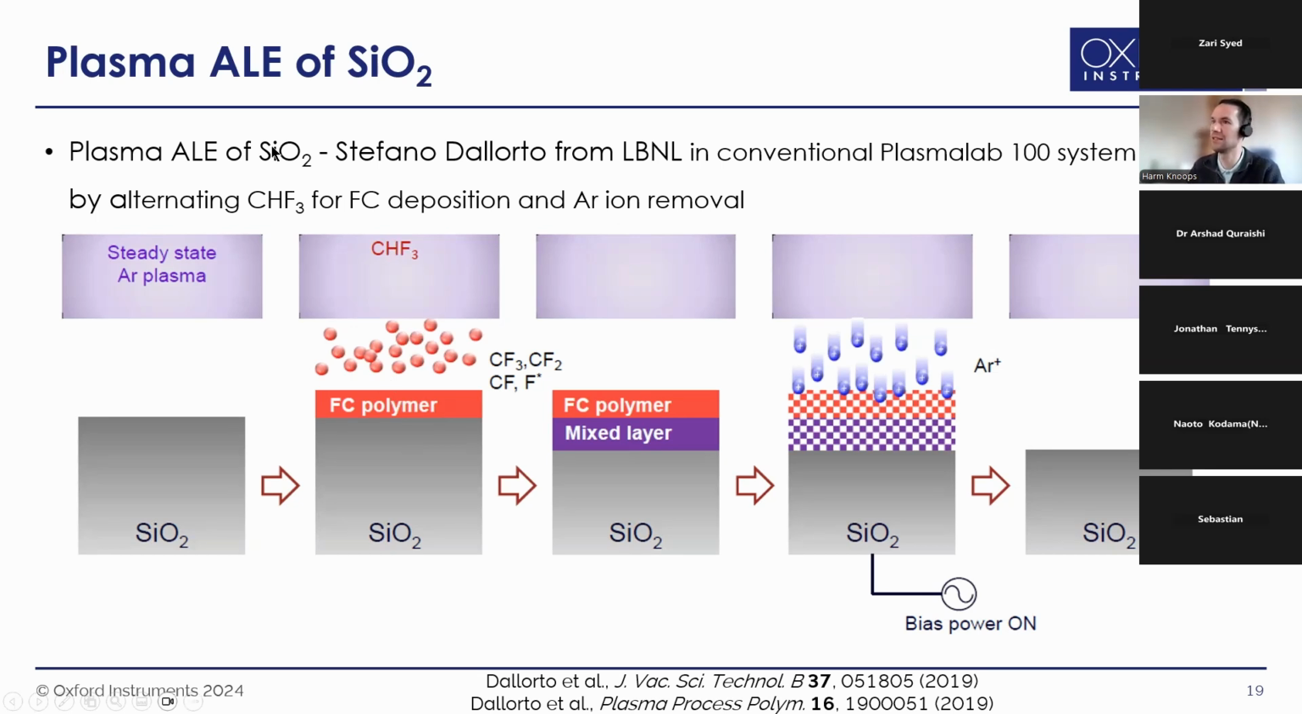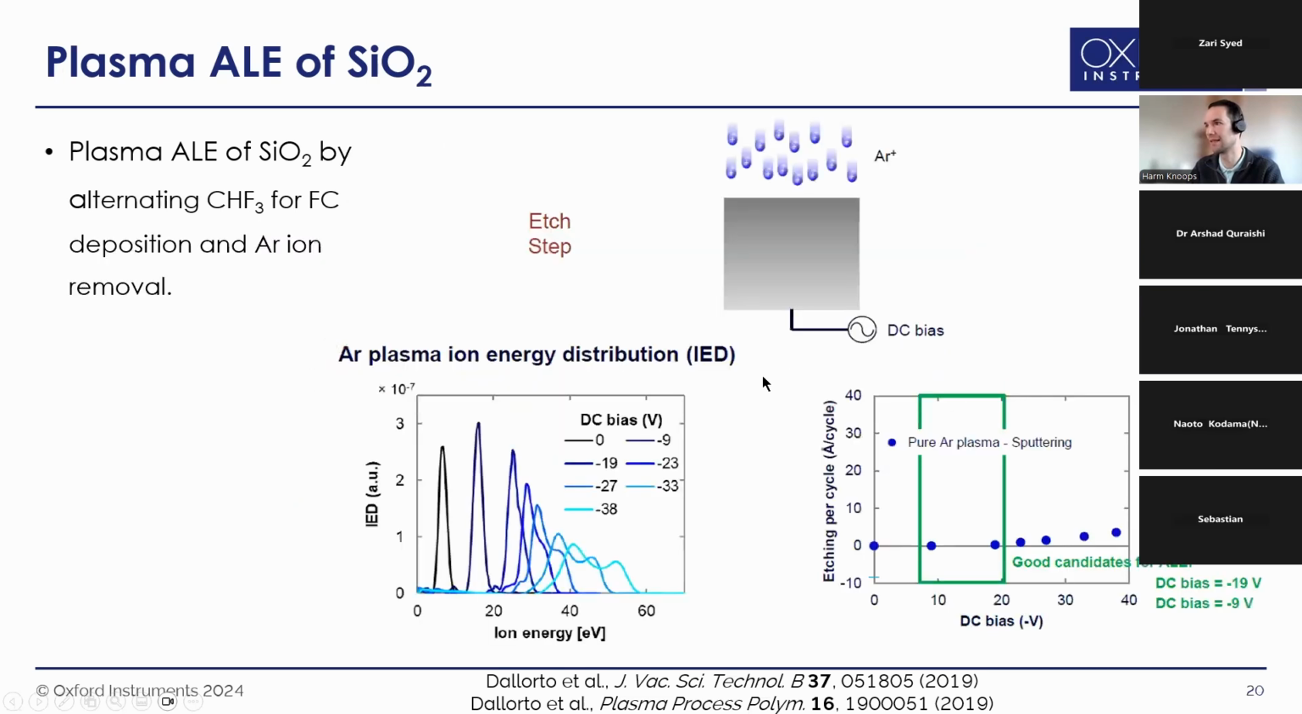This was done by Stefano Dall'Orto at LBNL, where we also have a collaboration. He split it up, and you see this FC polymer that modifies the surface, and then the argon step that removes that modified layer, and you can repeat that. In his work he also looked at the effect of the biasing, so having different ion energies, as you showed in the graph before.